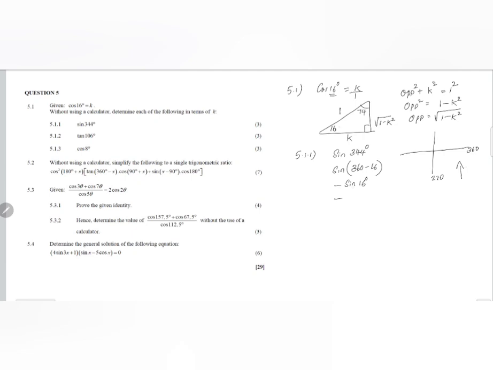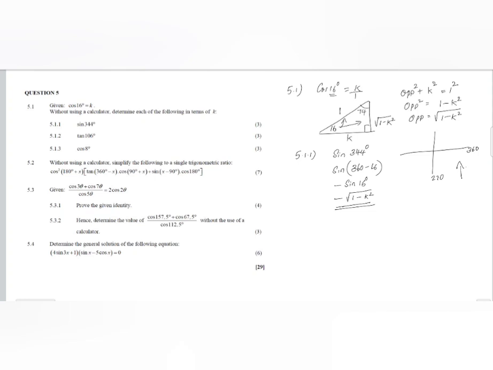What is sine 16? Opposite over hypotenuse. That is the square root of 1 minus k square divided by 1. That is the answer. Divided by 1, you don't need to write it. Is it clear? So this is how we can express sine 344 in terms of k. Any given angle you have to express in terms of 16. Sometimes I apply a reduction formula, sometimes a compound angle formula, sometimes a double angle formula, but 16 degrees must appear there. That must be there in your mind.